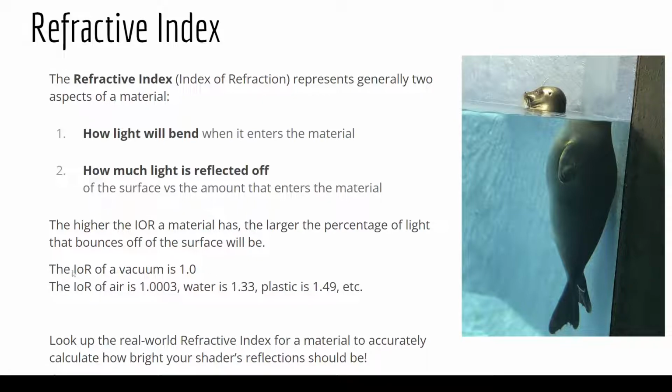Just as a reference, the index of refraction of a vacuum, so not a material, just empty space with no material in it, is going to be 1. Air is pretty close to a vacuum in terms of how much it's bending light, but it has a very small change in how it bends light. And then water is 1.33, plastic is 1.49, etc. So what's cool is you can look up the real world refractive index for a material, and you can accurately calculate how much light is bouncing off of your surface and how much light is bending as it travels through your surface if you were so inclined.